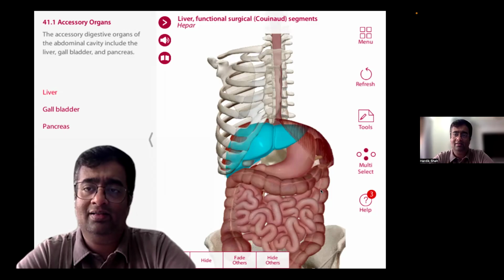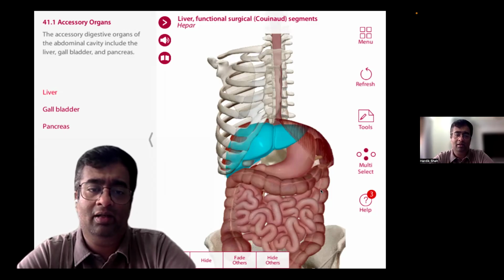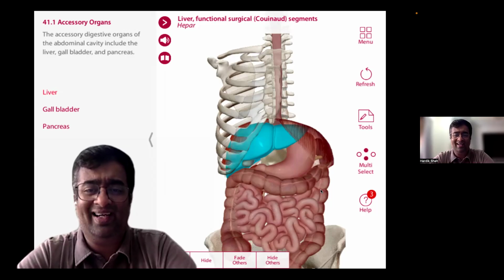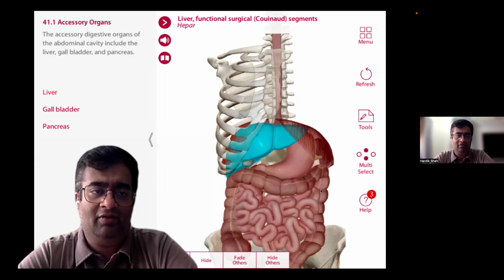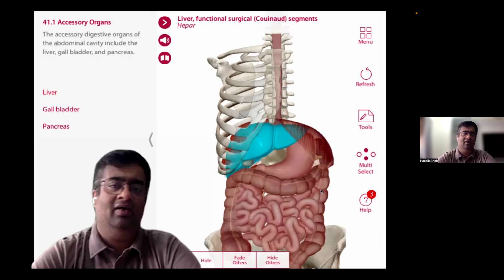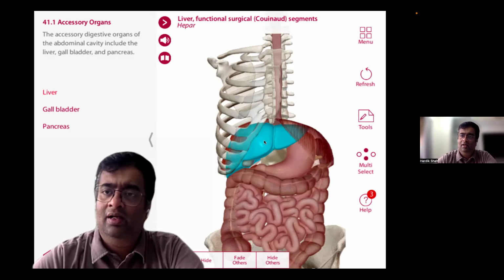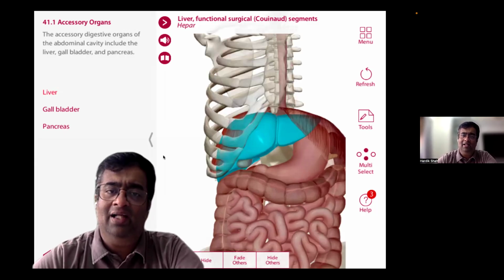I repeat, the right kidney is slightly lower than the left one to accommodate the liver. The reason is that the liver is the largest gland and it occupies most of the right side of the abdominal cavity below the diaphragm. So the location of the liver, I repeat again, is the right side of the abdomen below the diaphragm. Now this liver produces or secretes the bile juice.